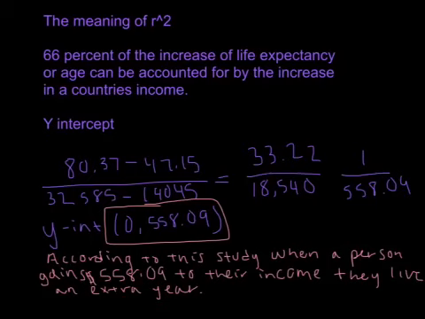The meaning of R squared is that 66% of the increase of life expectancy or age can be accounted for by the increase in a country's income. And so I found my y-intercept here, and according to the study, when a person gains $558 to their income, they will potentially live an extra year of life.